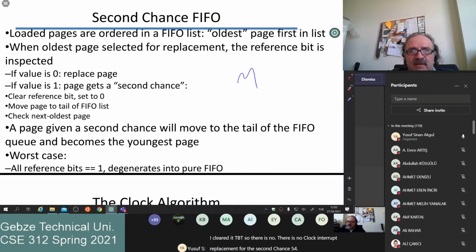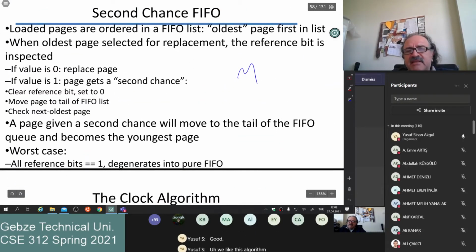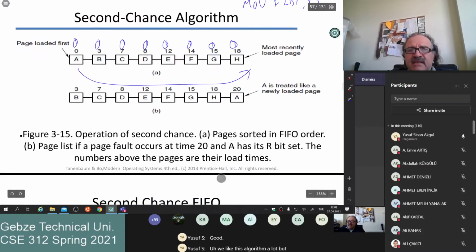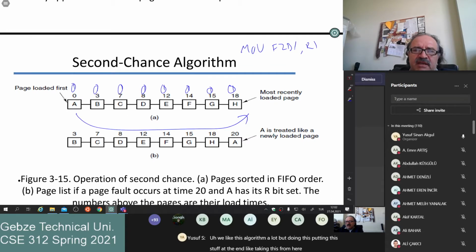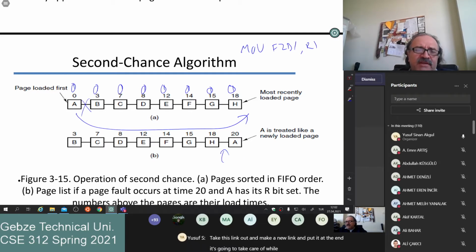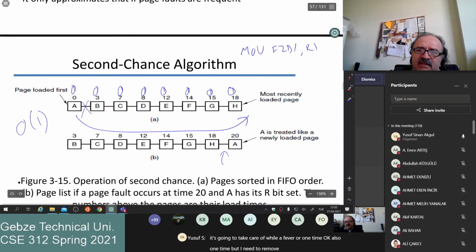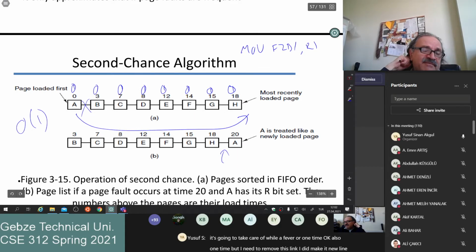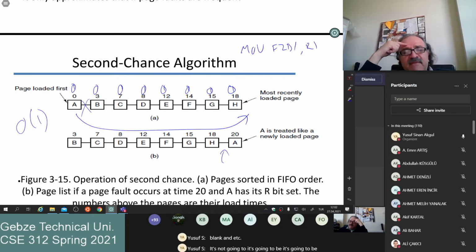Okay. Good. We like this algorithm a lot, but putting the page at the end, like taking this link out, making a new link and putting it at the end, is going to take a while. It is all one time, but I need to remove this link and make a new link, etc. It's going to be a little bit expensive.